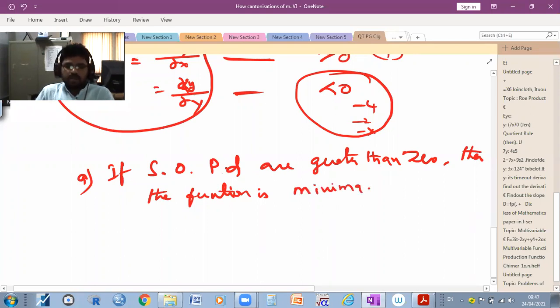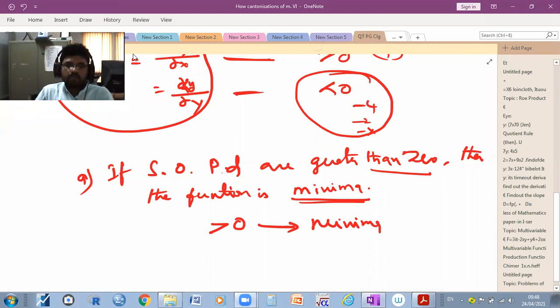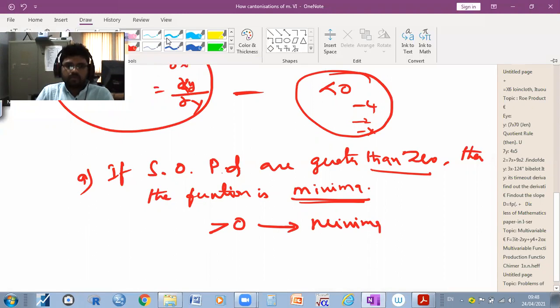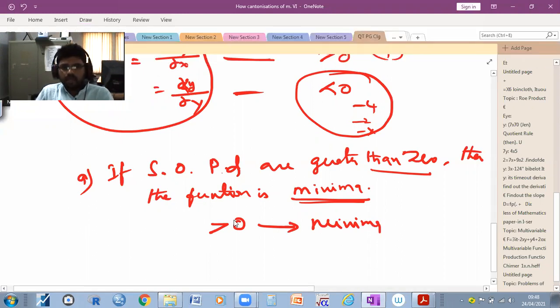Simply you can remember this is opposite, right? When the second order partial derivatives value is greater than 0, the function is called minima. Simple, you can remember that. Sorry, when the function is greater than 0, it is called minima.